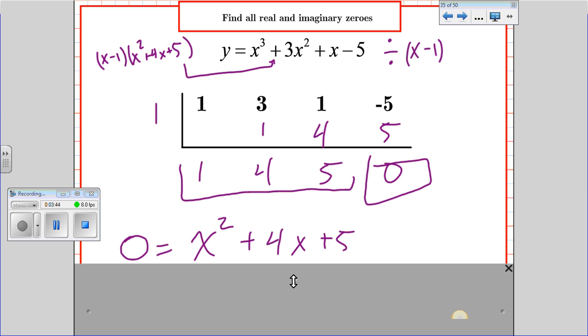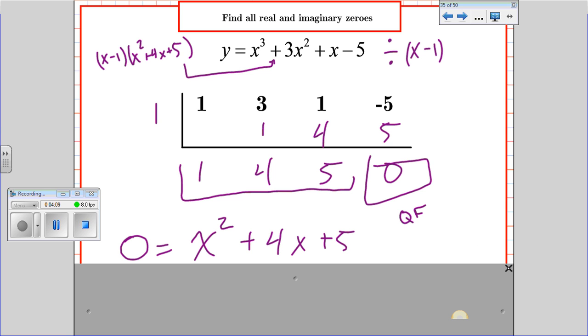So what we're trying to do here is solve for any remaining zeros. We look at this new quadratic and we say, is there any way I can make this 0? Now you have all sorts of ways that you know how to solve quadratics. For example, you may remember using the quadratic formula. Sometimes we factored. This one doesn't factor because there's nothing that multiplies to 5 and adds to 4.